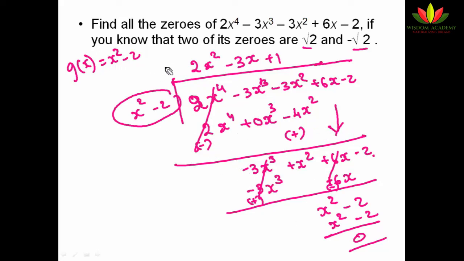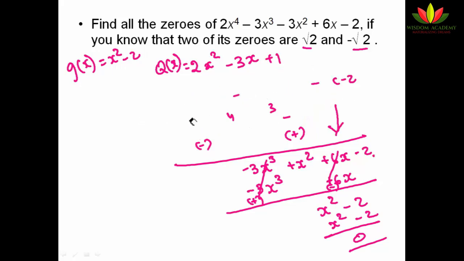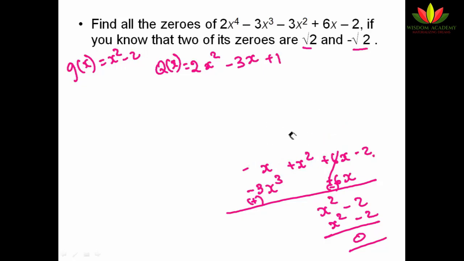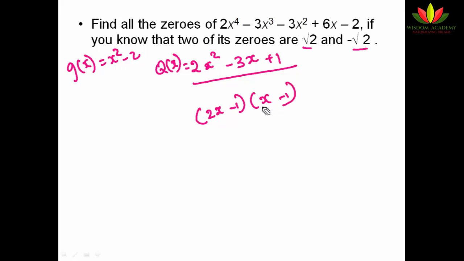Now the g of x and q of x I got: my q of x is this one, right? So I will erase everything else and have my q of x alone. If I factorize my q of x, I will get the other 2 zeros that I have to find. So to get the other 2 zeros, I will factorize this quadratic. If I factorize this, I will get 2x minus 1 and x minus 1.